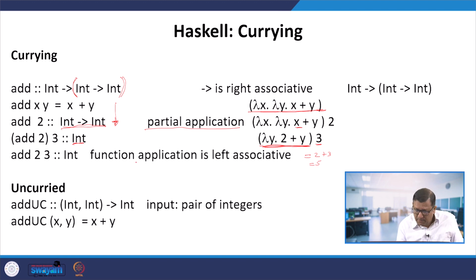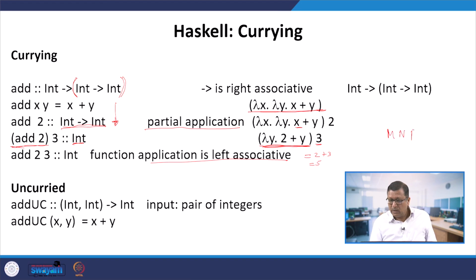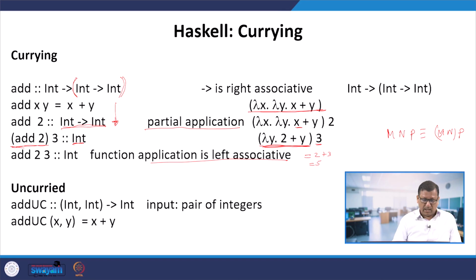So function application, we know that function application is left associative, but these arrow types are right associative. So here add 2, that is why in add 2 we have the braces. We know that m n p is equivalent to (m n) p, left associative.